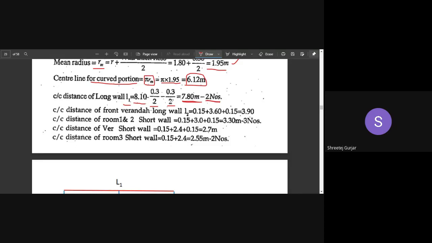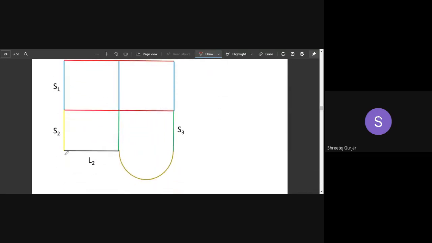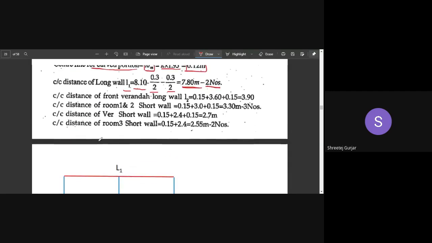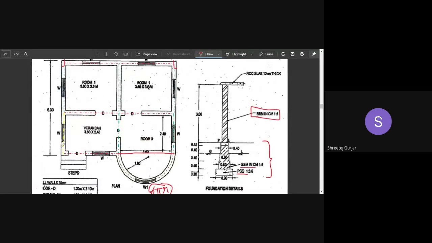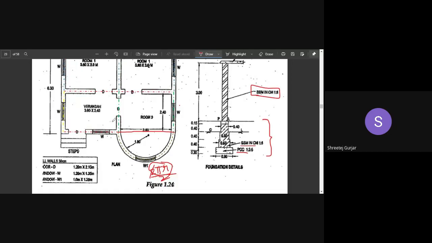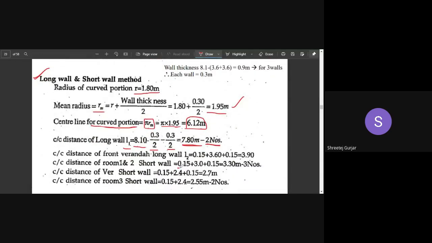Next, moving on to L2, which is this wall. So just look into this. It will be half of this wall thickness, 0.15, plus this veranda, which is 3.6 meters, plus half of this wall thickness, 0.15. So that is what is given over here for L2. So it is 3.9, and it is only one in number. They have not mentioned it, so it is one in number.